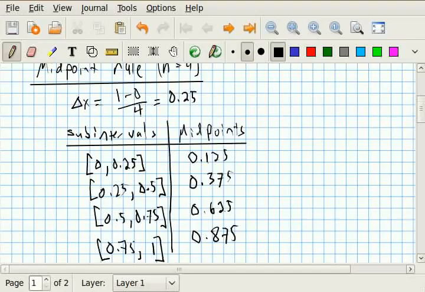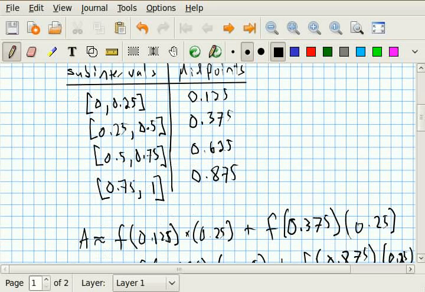Then my next rectangle lies between the x values of 0.25 and 0.5. I'm just moving another quarter of a unit to the right. This will be the midpoint, 0.375, and then I keep going, 2 more intervals: 0.5 to 0.75, midpoint of 0.625, and finally 0.75 to 1, and here's my midpoint there.